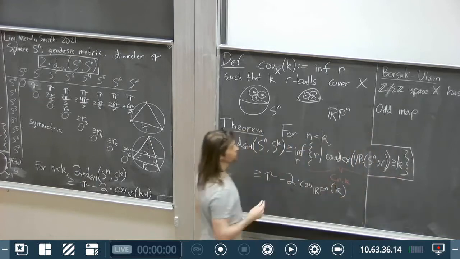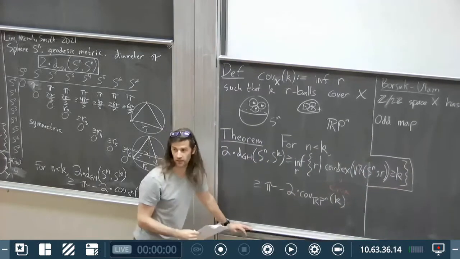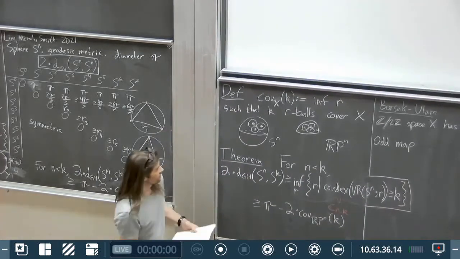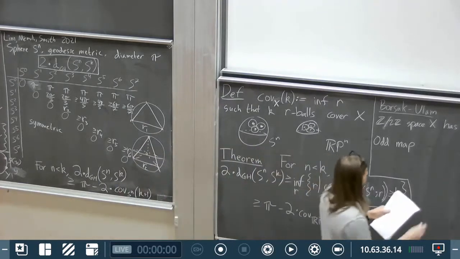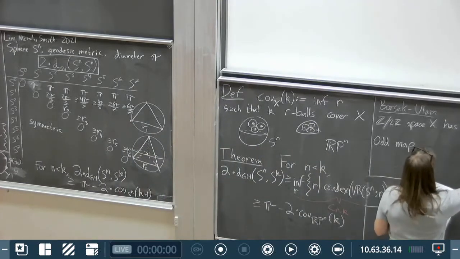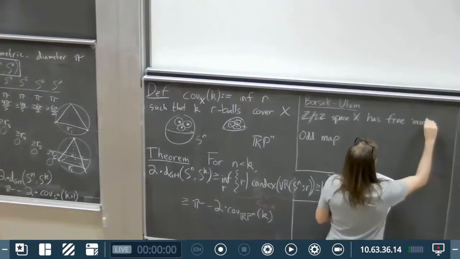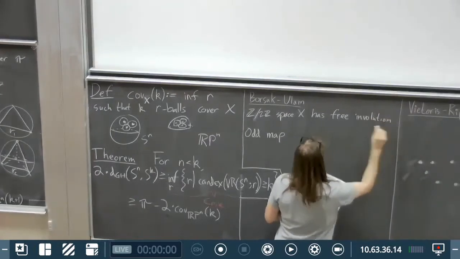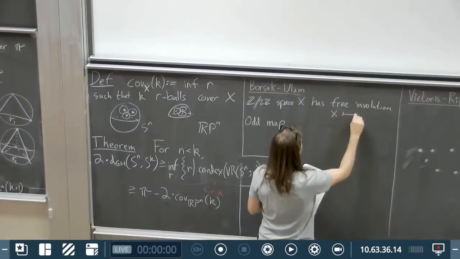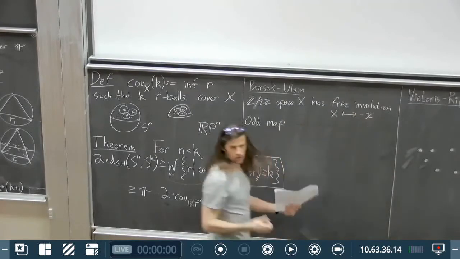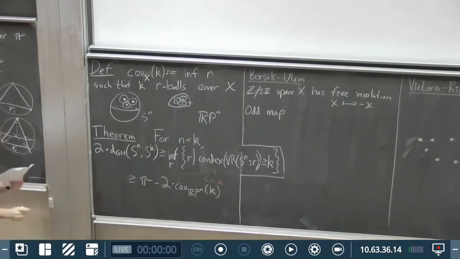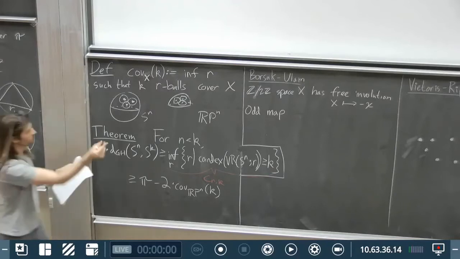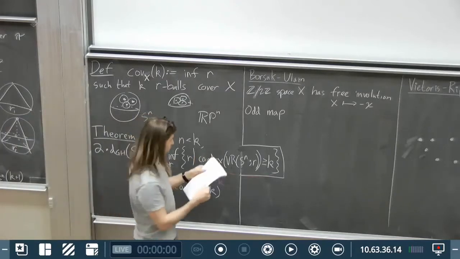I'll talk about Borsuk-Ulam. This is where the co-index is entering. What is a Z-mod-2Z space? It just has a free involution. We'll write this as x maps to negative x. So spheres are all Z2 spaces. You can map a point to its antipode. What is an odd map? It's just a Z2 equivariant map.